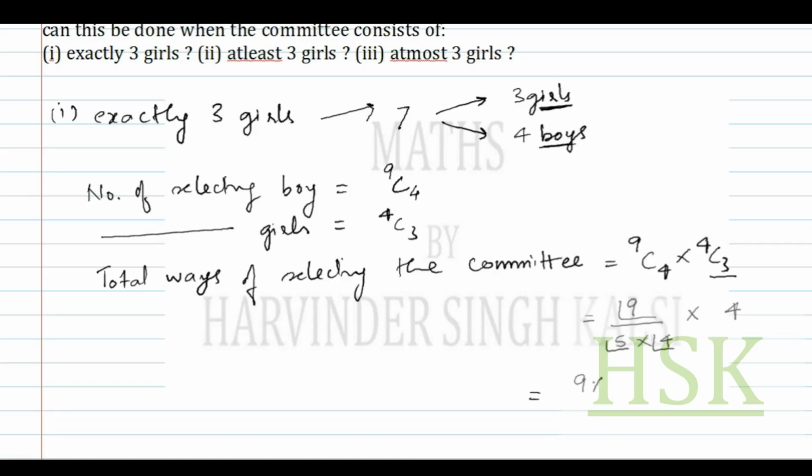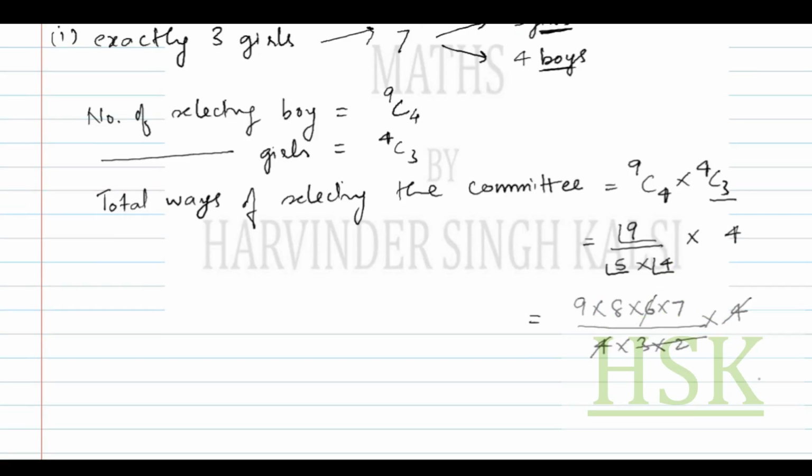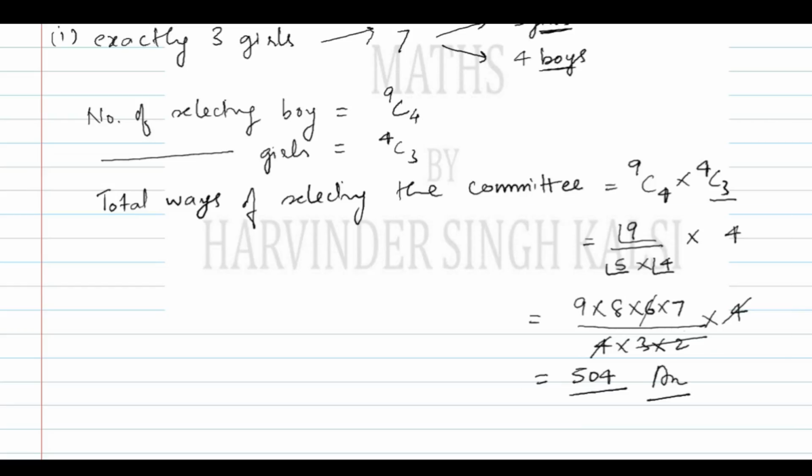This would give 9 into 8 into 7 into 6. 5 factorial cancels out, so I am going to have 4 into 3 into 2 into 4. These two terms cancel out. 6 and 6 cancel out. So the number of ways in which the committee would be formed would be equal to 72 into 7, which would be equal to 504, which is our required answer for the first part.